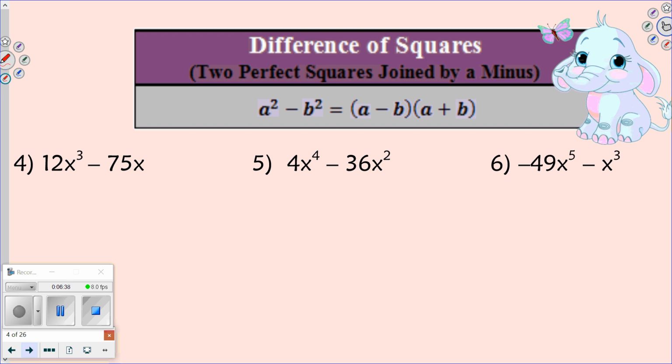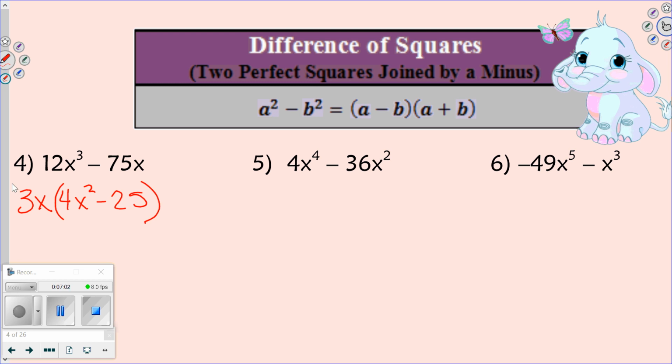So number 4, looking at number 4, does it look like a difference of squares? No, that's an x cubed. But what do I have to do first? GCF, which would be even more than just x. 3x. Once I pull out the 3x, we have 4x squared minus 25.